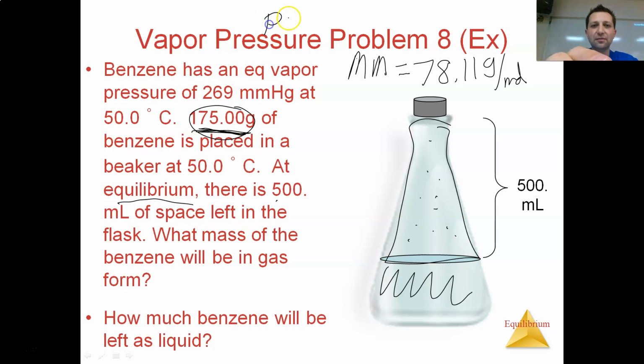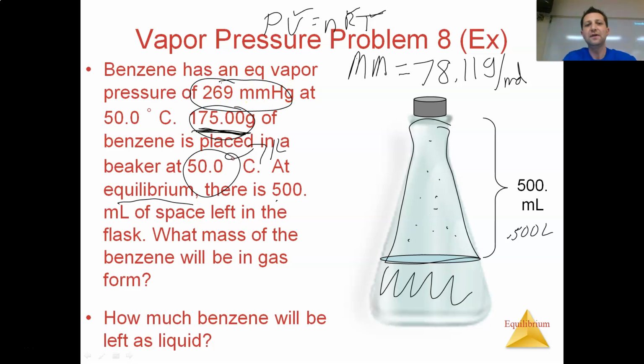So again, we're doing PV equals nRT here. We have the volume. Okay, it's 500 milliliters, so that's 0.500 liters. We also have our R value, always. We have temperature, 50 Celsius, convert to Kelvin. So we got that. So now what do I do? I can take the vapor pressure, this 269 millimeters of mercury. That vapor pressure, I could plug in for P. And I could solve this for n.